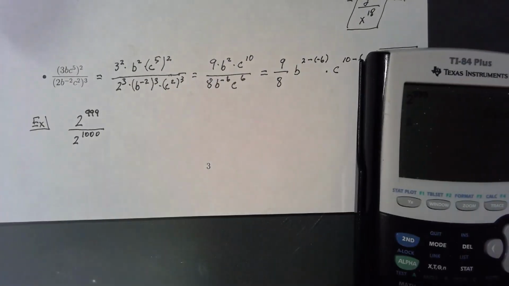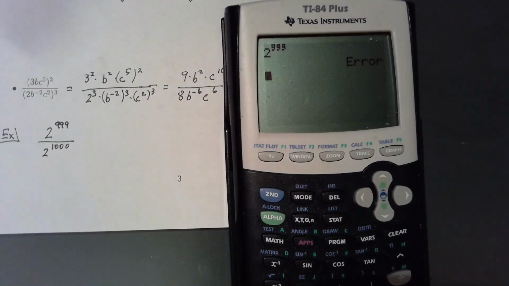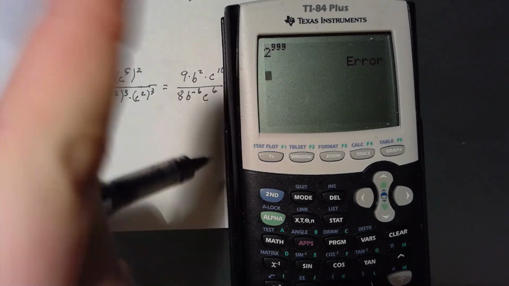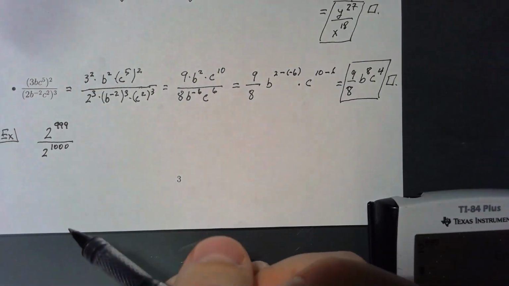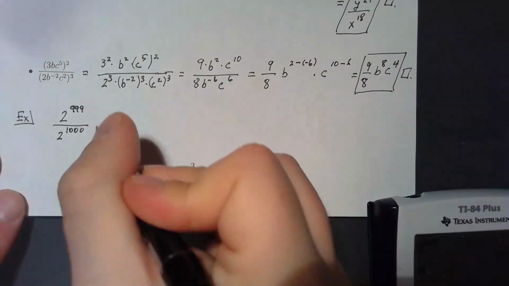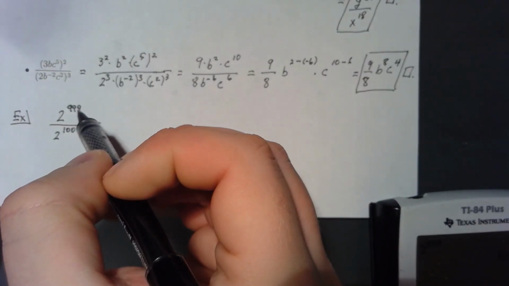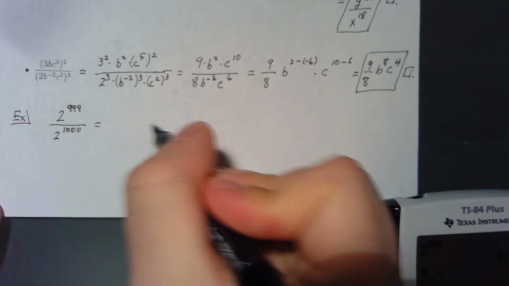So what's the answer here then? I can't do it with my calculator. Oh no, what am I going to do? Well, guess what? Your calculator doesn't know the properties of exponents, but you do. How do I write this? This is 2 to the 999th power divided by 2 to the 1000th power. So I could write this as what?